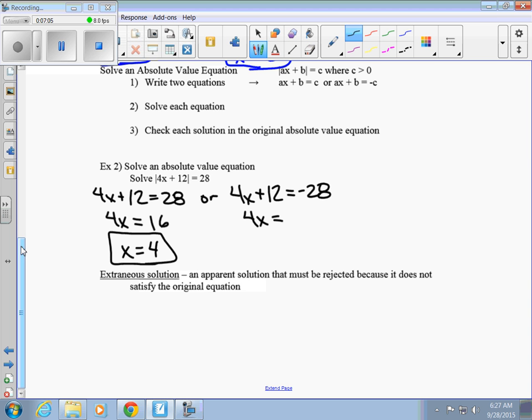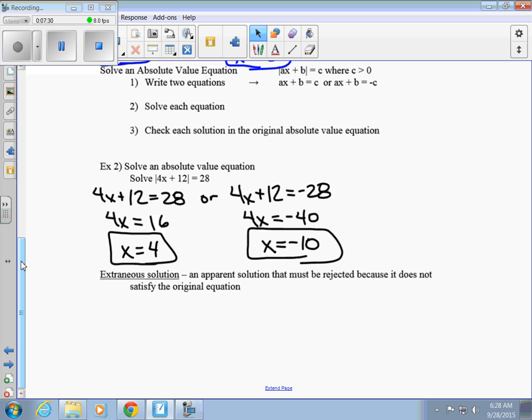So here we're going to get 4x equals -40, which means x equals -10. And so those are the 2 solutions that we would get for example 2. There is a possibility that we could get something called an extraneous solution, and that's an apparent solution that must be rejected because it does not satisfy the original equation.